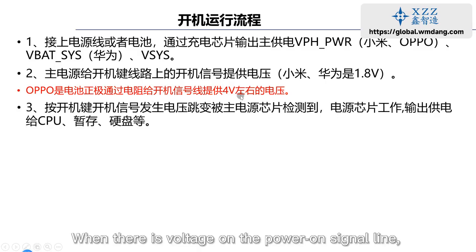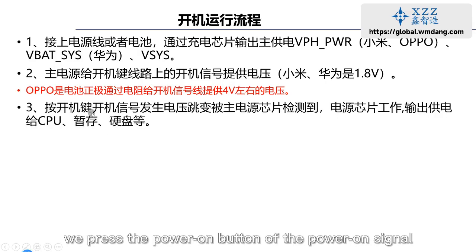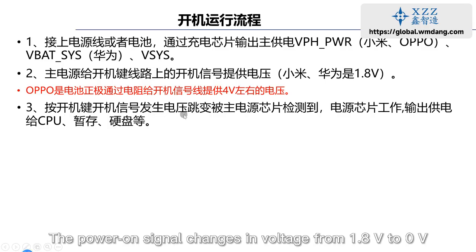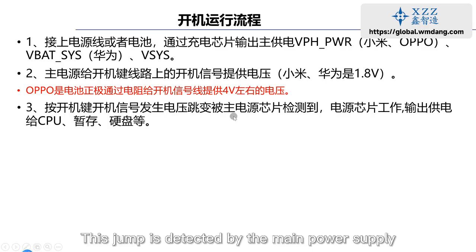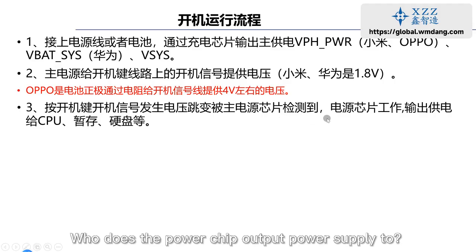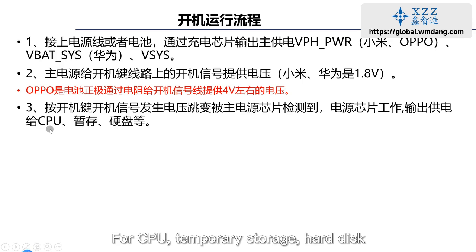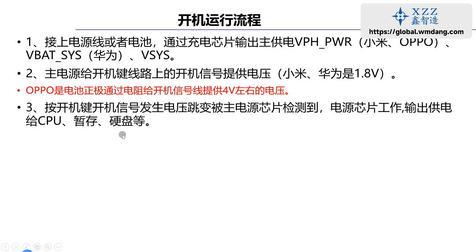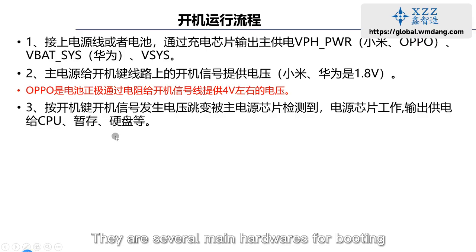When there is voltage on the power on signal line, we press the power on button of the power on signal. The power on signal changes in voltage from 1.8 volts to 0 volts. This jump is detected by the main power supply. Who does the power chip output power supply to? For the CPU, temporary storage, and hard disk, there are several main hardwares for booting.